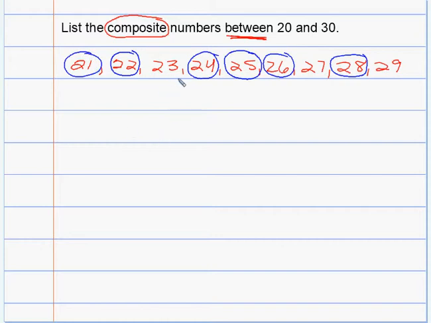Not sure about 23. 27: 9 times 3 is 27, so I'm going to circle that one. And 29, I don't think I have any factors for either. So 23 and 29 are not composite numbers. All the circled ones are. And that's how I would answer that question.